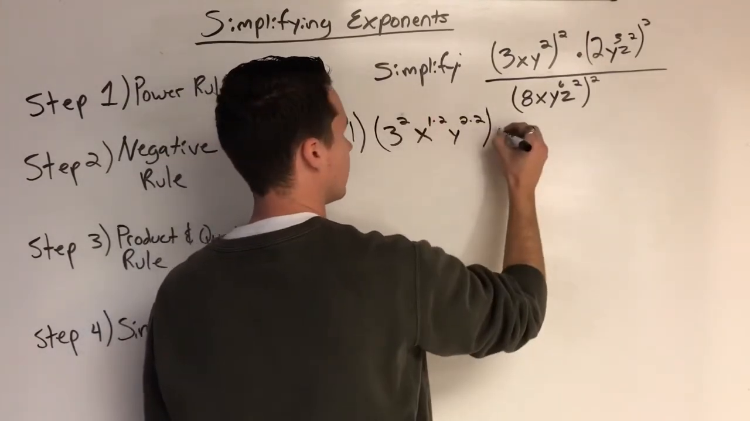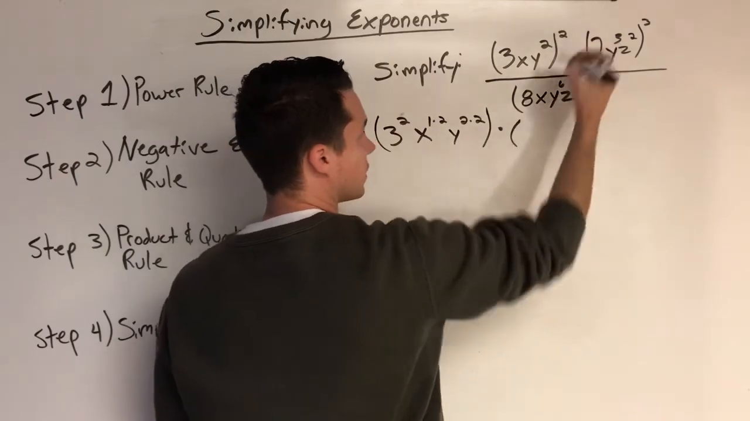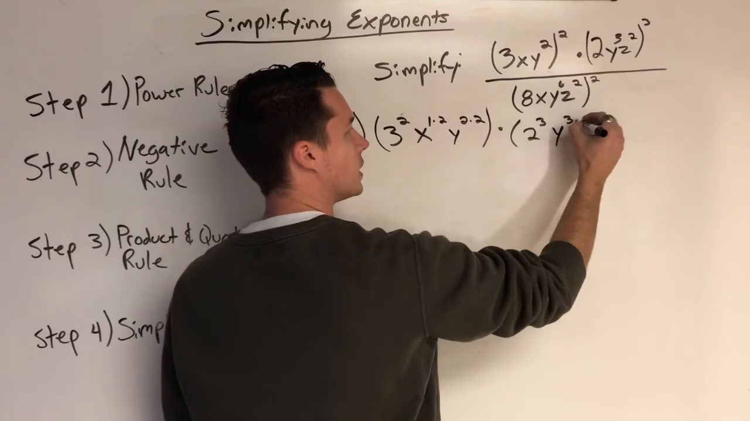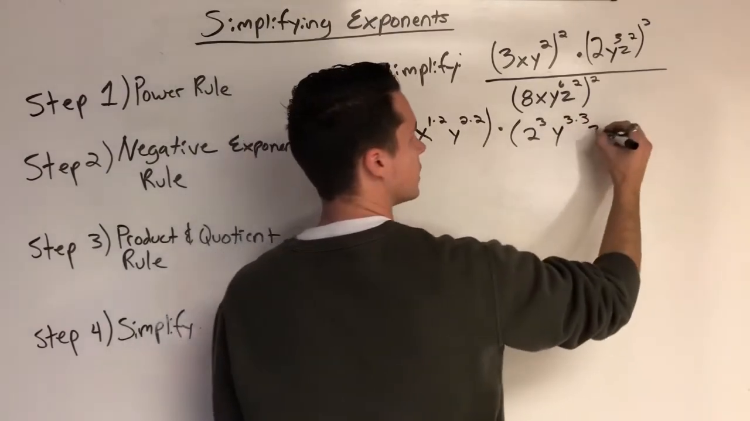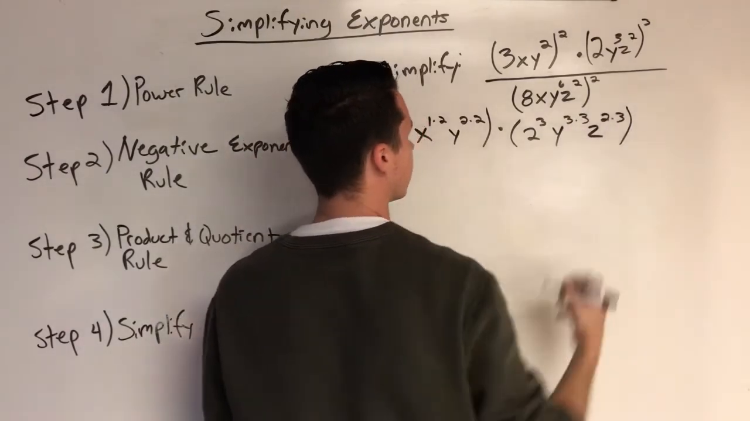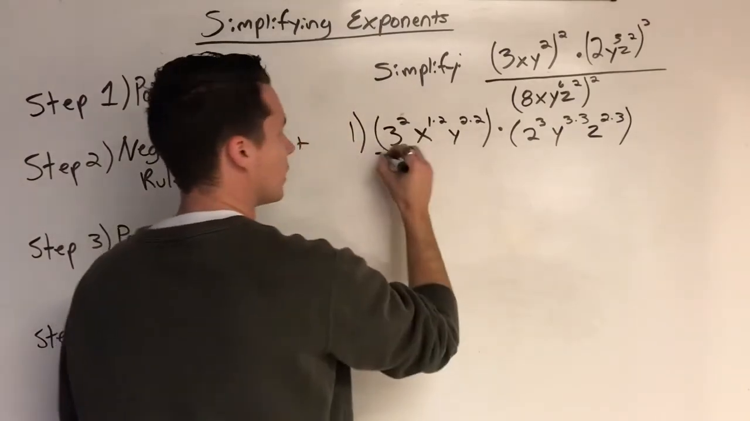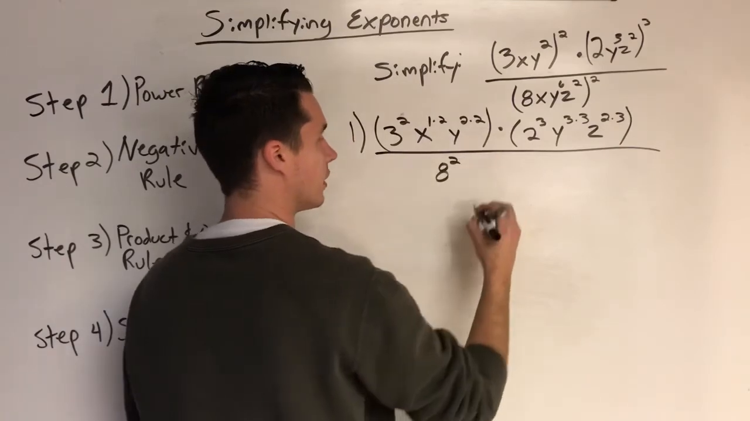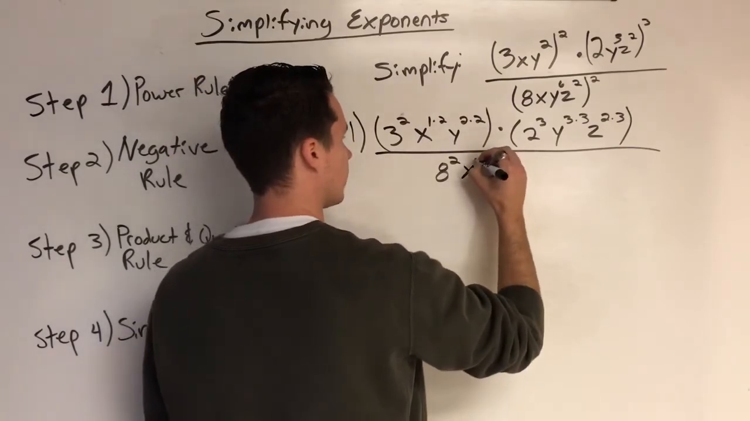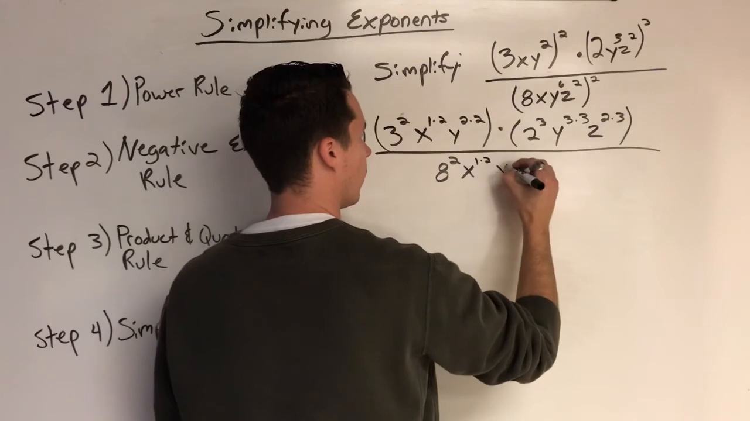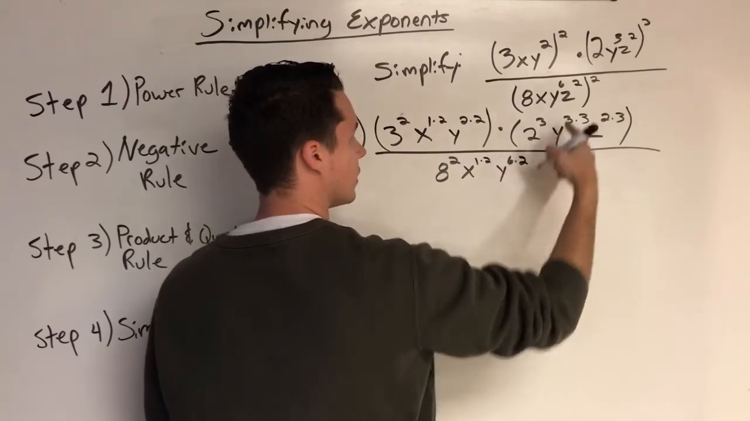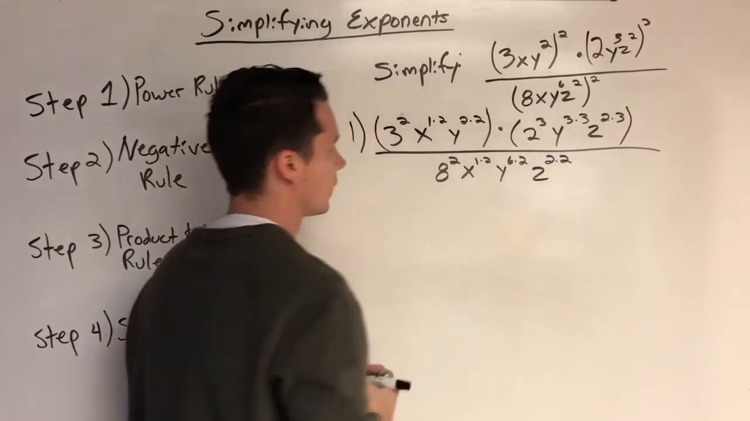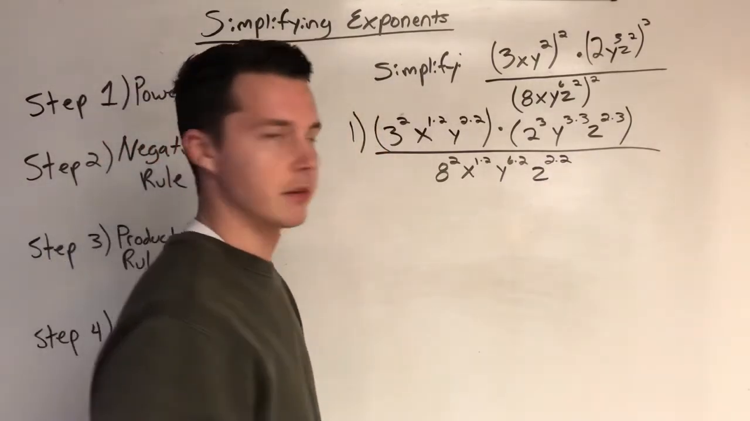Okay, and that is all multiplied by 2 cubed, y to the 3 times 3, z to the 2 times 3. All right, taking it nice and slow. And then our denominator for all this is going to be 8 squared, x to the 1 times 2, y to the 6 times 2, z to the 2 times 2. All right, well, that's disgusting, so let's go ahead and rewrite it.